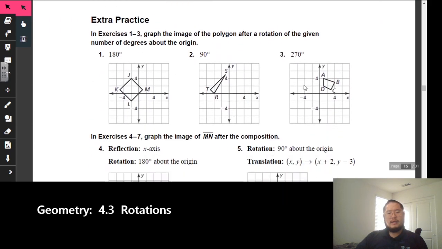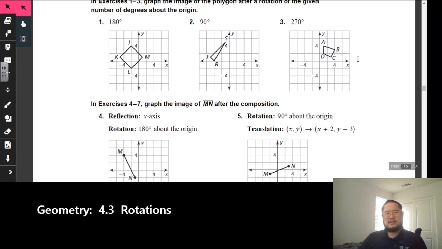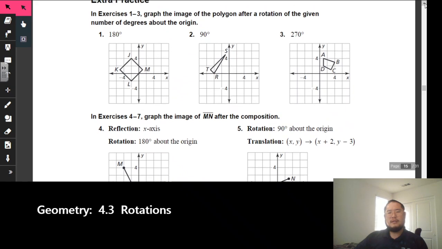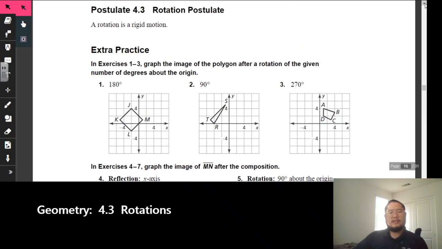So in 4.3, this postulate right here mentions that a rotation is a rigid motion. Rotation is a rigid motion. So once again, the angles and the lengths of the sides will not change. All right, bottom line. It says graph the image of the polygon after rotation of the given number of degrees around the origin. So when it's negative 180 right here, our rule is negative A, negative B. We just take the opposite. So let's start off right here.